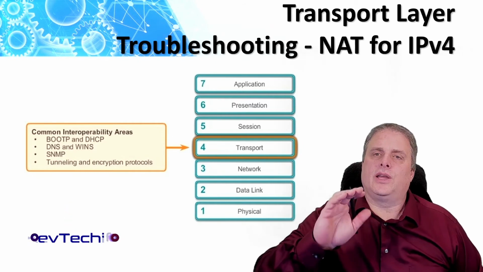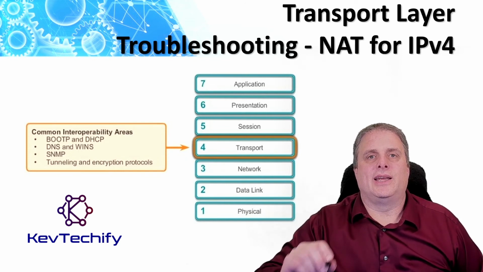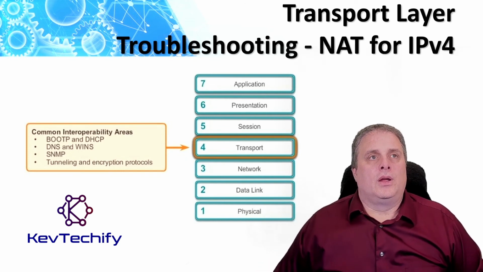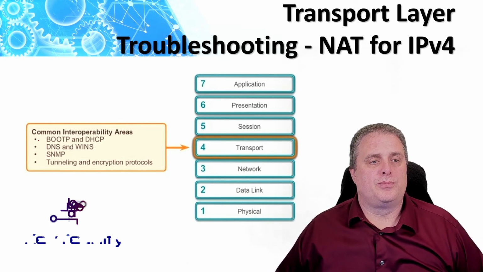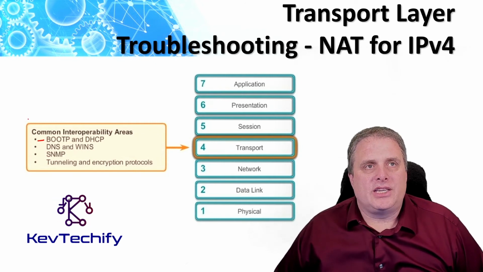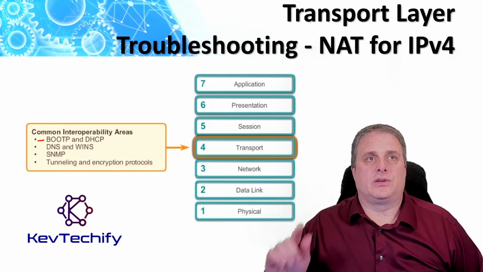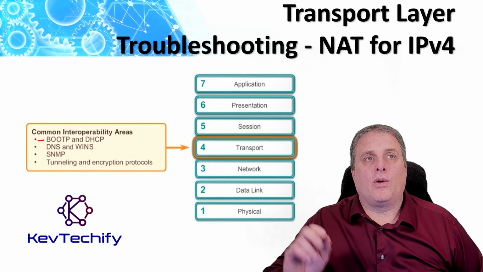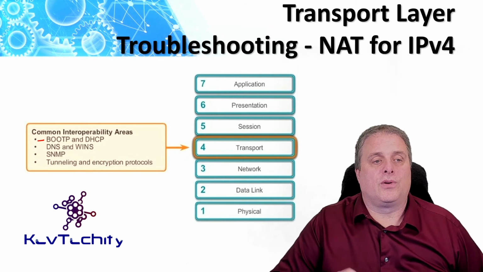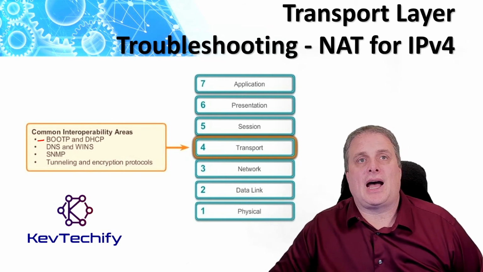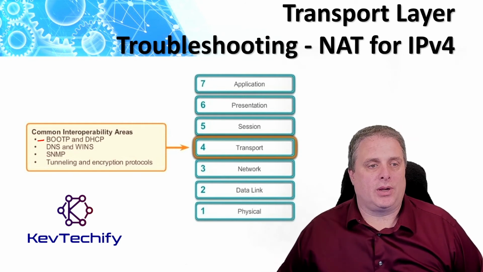Another thing to look at when you're looking at layer 4 transport layer and you're doing your troubleshooting is NAT for IP version 4. Some of the common interoperability areas that you're going to have issues here is the BOOTP and DHCP. The DHCP request packet has the source IP address of quad 0, so 0.0.0.0. However, NAT requires both valid destination and source IP addresses. Therefore, BOOTP and DHCP can have difficulty operating over a router running NAT, either static or dynamic.